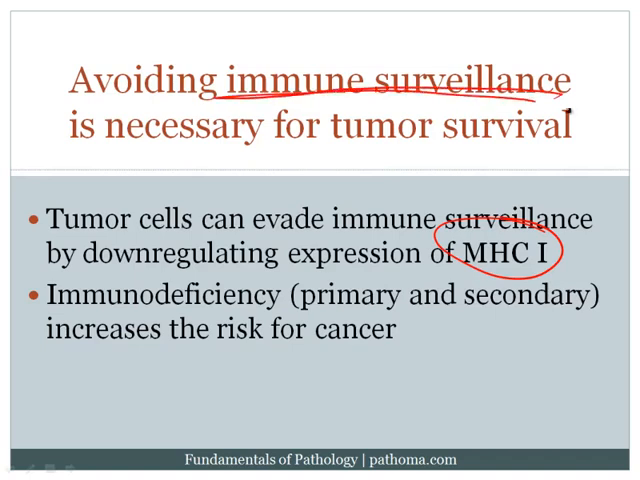Okay? So one of the ways by which tumors can avoid this immune surveillance is by downregulating MHC1. If MHC1 is downregulated, the abnormal proteins being produced by the tumor won't be expressed on the surface, and the CD8 positive T cells won't be able to come in and kill those tumor cells. So that's one way by which tumor cells can avoid immune surveillance.